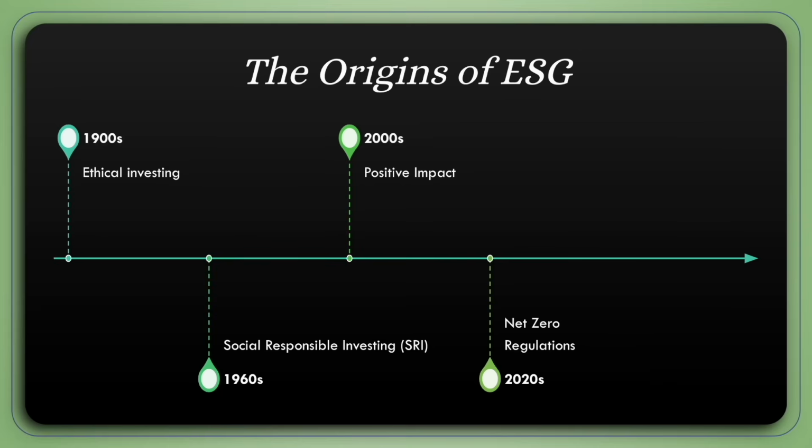This era saw the emergence of ethical investing, where investors excluded industries that conflicted with their own moral values. Global crises, including environmental disasters and financial meltdowns, further highlighted the urgent need for responsible business practices. In 2006, the United Nations took a significant step by launching the Principles for Responsible Investment, or PRI for short, signaling a formal commitment to integrating ESG considerations into investment decisions today. These historical milestones collectively paved the way for development and widespread adoption of the ESG framework that we recognize today.